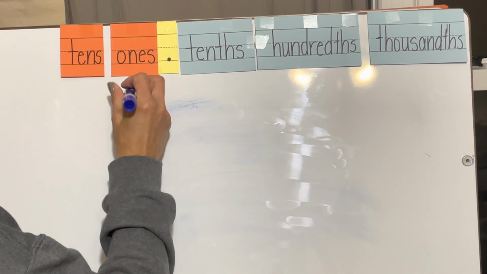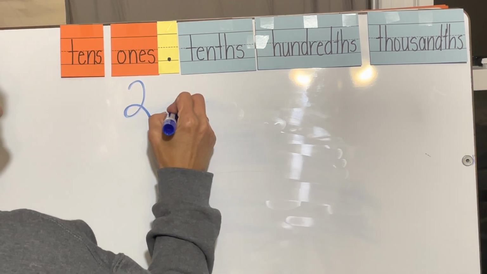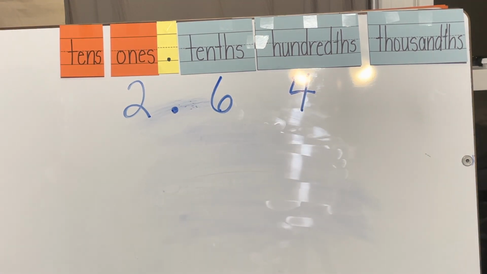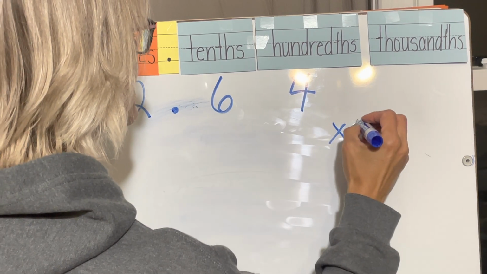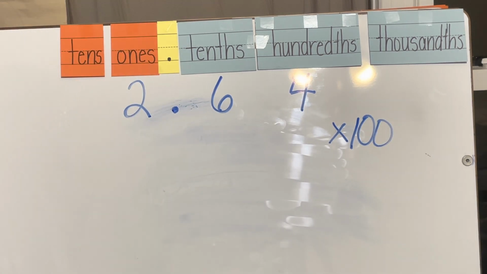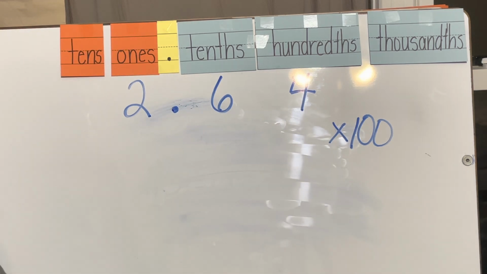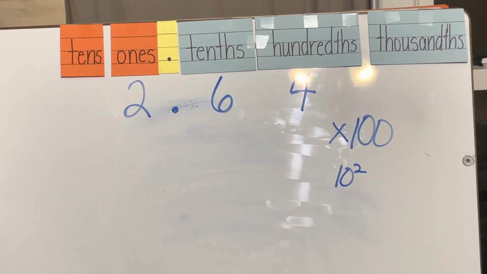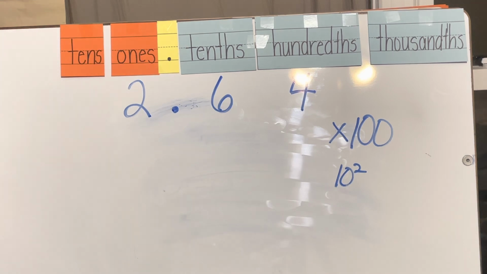So let's take a number like 2 and 64 hundredths, and go ahead and write this on your whiteboard. If I want to multiply this times, let's go ahead and do times 100. Now let me think about that. If this was written as a power of 10, what would that be? I know, 2 zeros, that would be 10 to the second power, right? So we could write either 100 there, or we could write 10 to the second power.